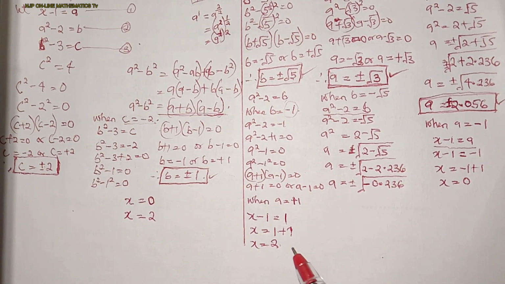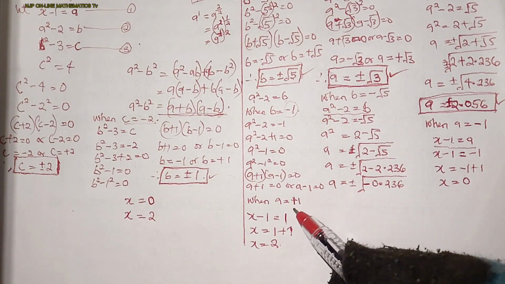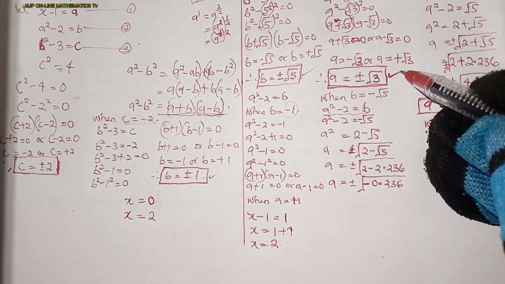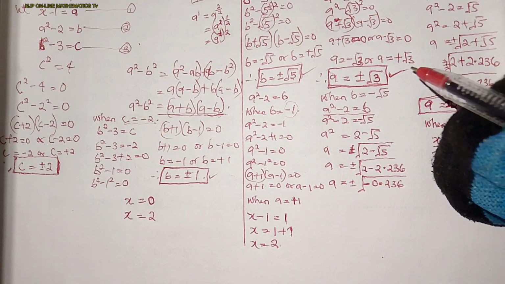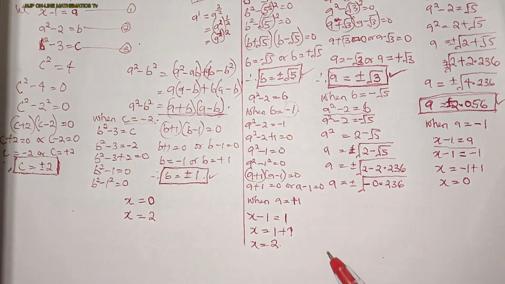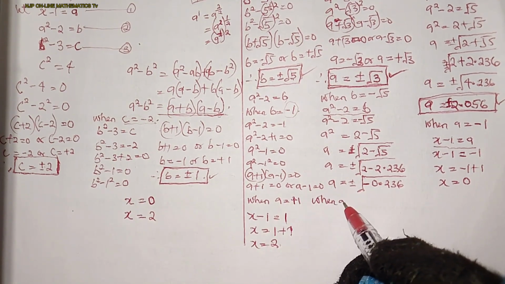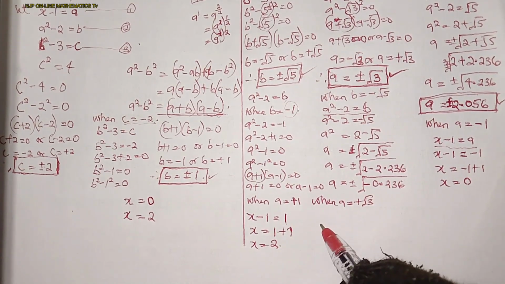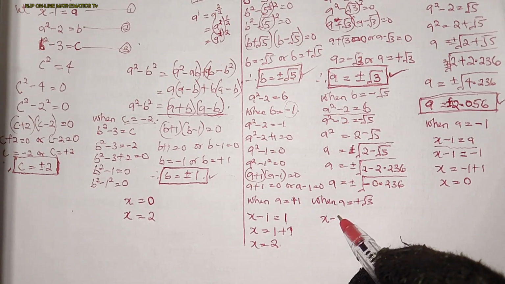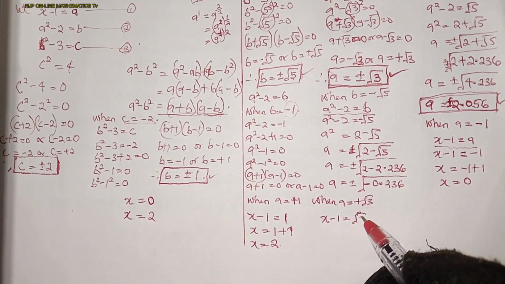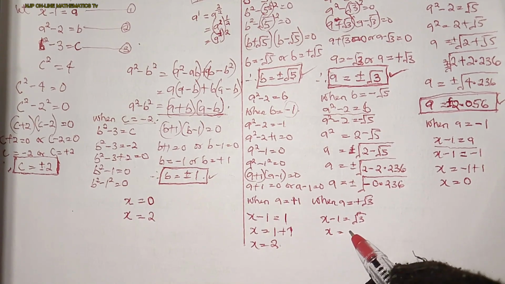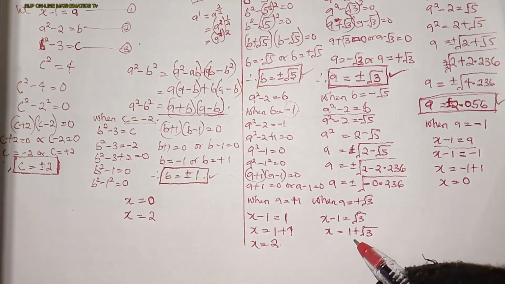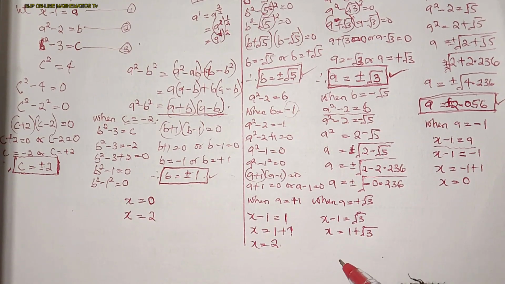So now this is when a equals positive 1 or when a equals negative 1. So we have to substitute the next value, when a equals a positive root 3 or when a equals a negative root 3. So let's substitute when a equals positive root 3 into this equation. Then we have that x minus 1 equals root 3 and x equals 1 plus root 3. So we have now obtained that the value of x equals 1 plus root 3.